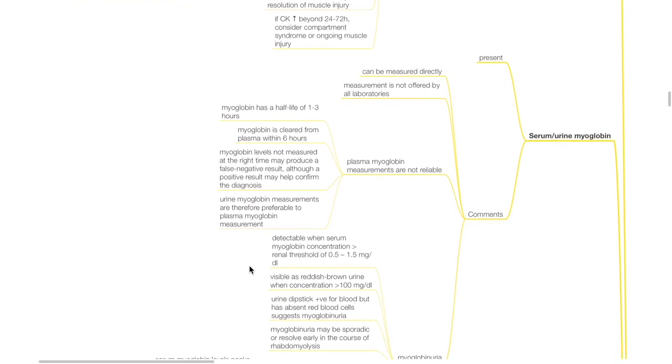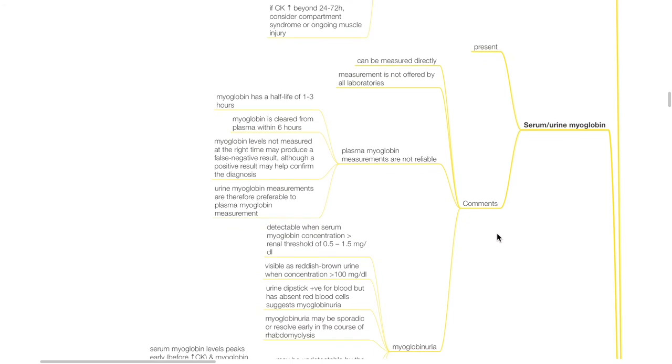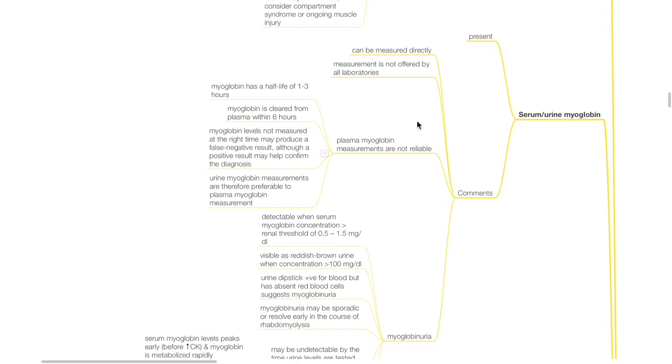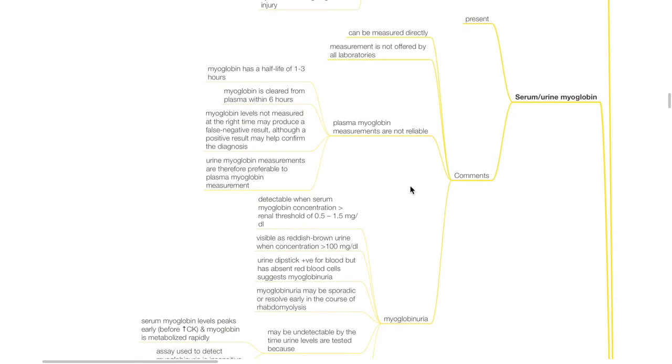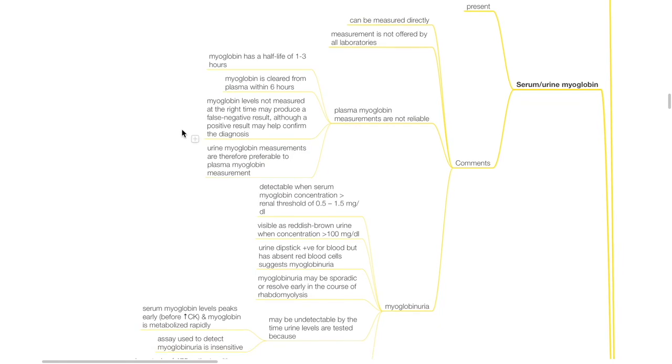Serum or urine myoglobin may be present. Myoglobin may be measured directly. However, this measurement is not offered by all laboratories. Plasma myoglobin measurements are not reliable, as myoglobin has a half-life of 1 to 3 hours. Myoglobin is cleared from the plasma within 6 hours. Serum myoglobin not measured at the right time may produce a false negative result, although a positive result may help confirm the diagnosis. Urine myoglobin measurements are therefore preferable to plasma myoglobin measurement.